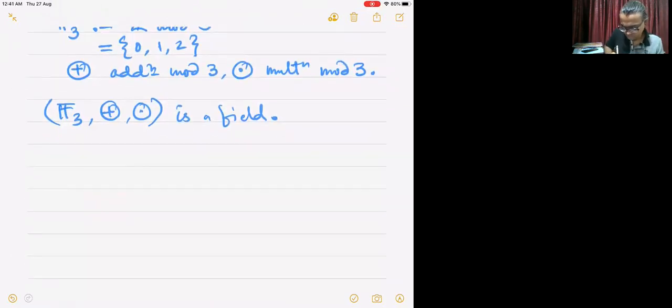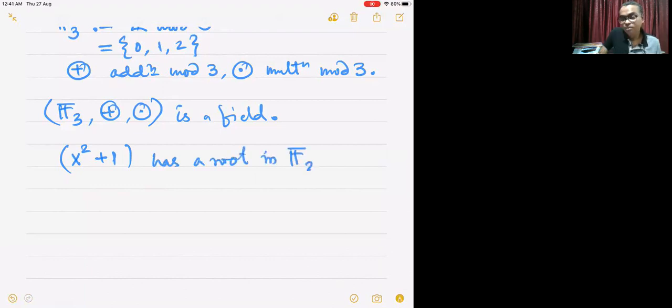So over F2, like x squared plus 1, we know that this doesn't factorize over R, right? This is the root of -1. But you see, over the binary field, this has a root in F2. Indeed, like for example, it will factorize. Say I have x plus 1 and x plus 1 like this.